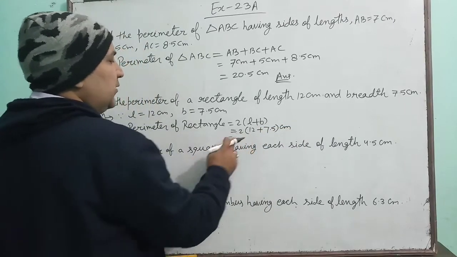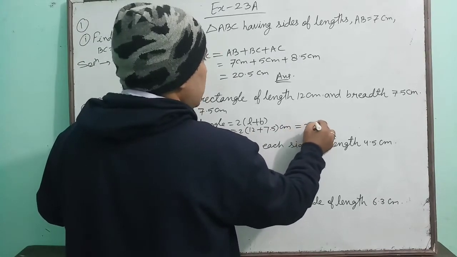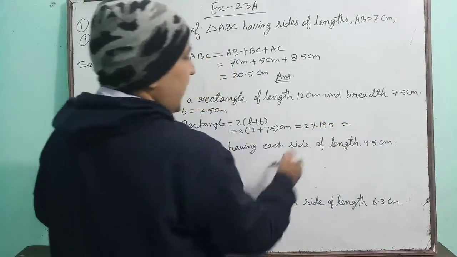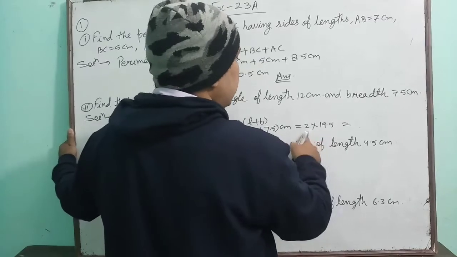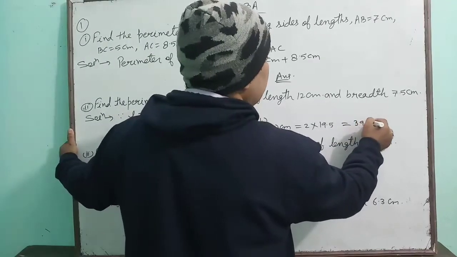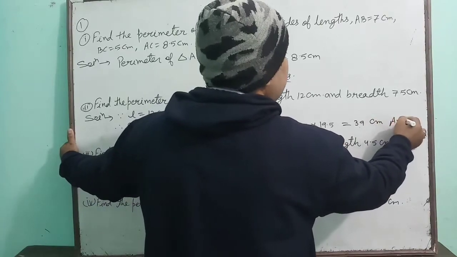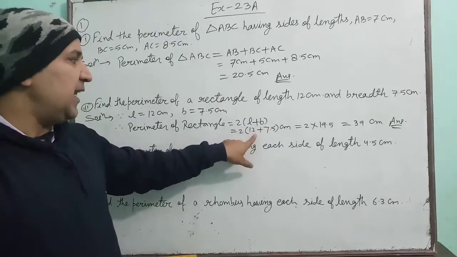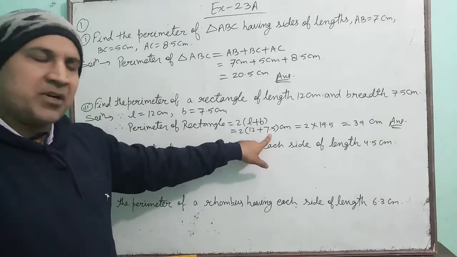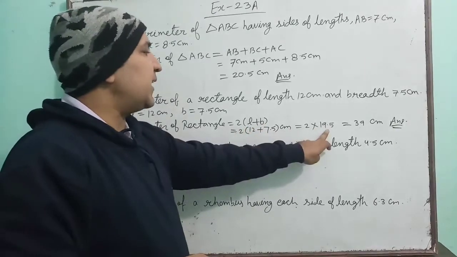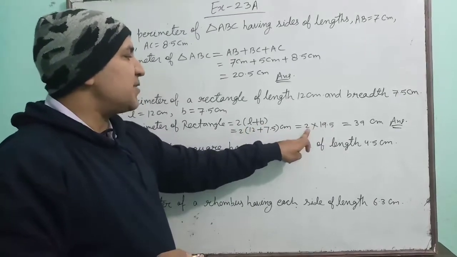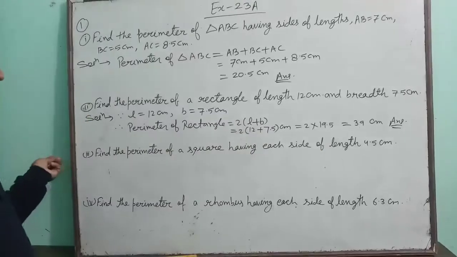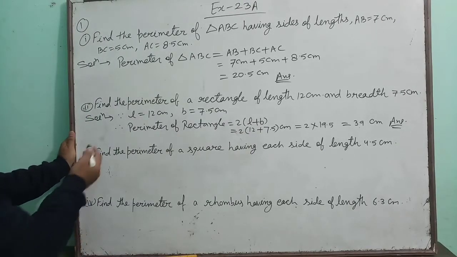When you solve this one, see here, 2 into 12 plus 7.5 means 19.5, and by multiplying these two, 19 twos are 38 plus 1, 39. 39 centimeter is the perimeter of the rectangle. Formula is 2 into length plus breadth. Length is 12 centimeter, breadth is 7.5 centimeter. By adding these two, we are getting 19.5. So 19.5 is multiplied by 2. So we are getting 39. So 39 centimeter is the perimeter of the rectangle. See the third part.